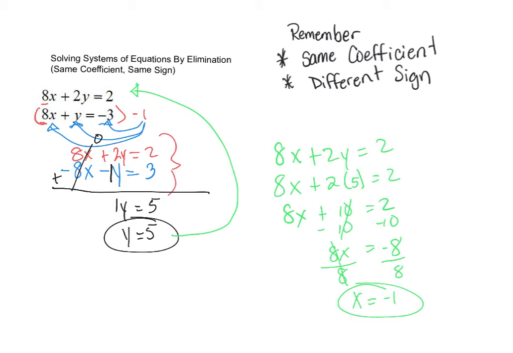And once you have x and y equal to a number, we would write our solution as an ordered pair. Remember, x is always first and then y.